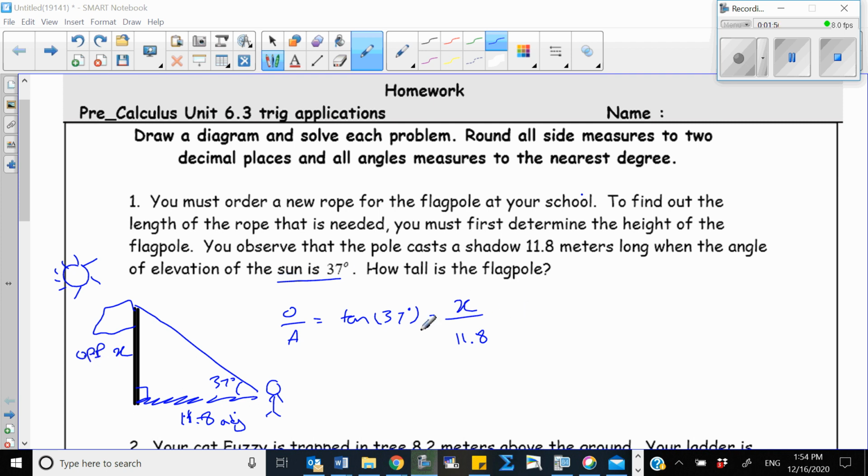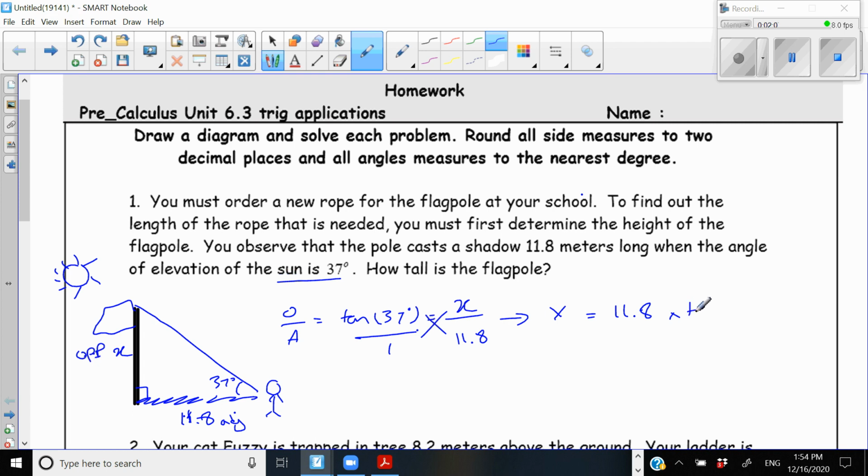Okay, now how do I solve this for x? Just put a denominator of 1 here and cross multiply, and x times 1 is x. It's equal to 11.8 times tangent of 37. I'm going to leave it for you to use your calculator and find the answer.